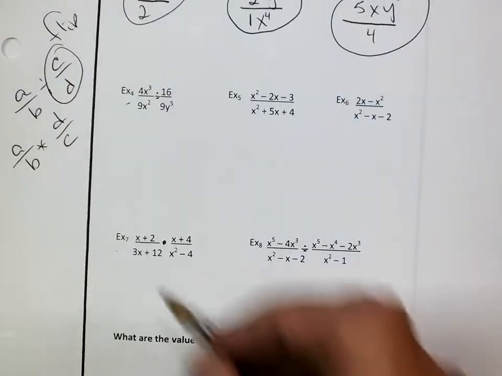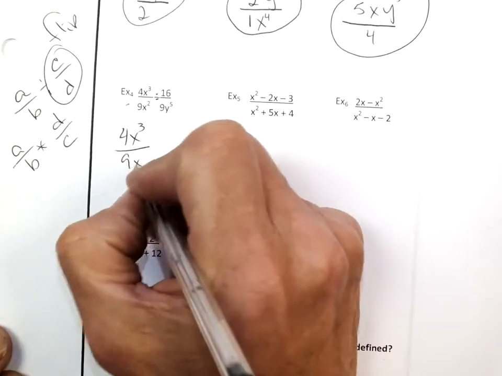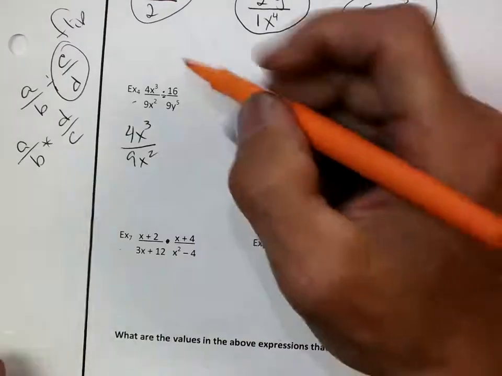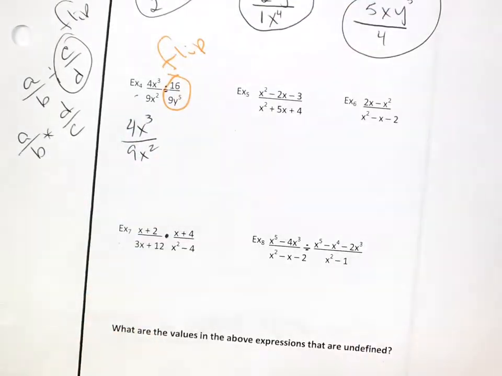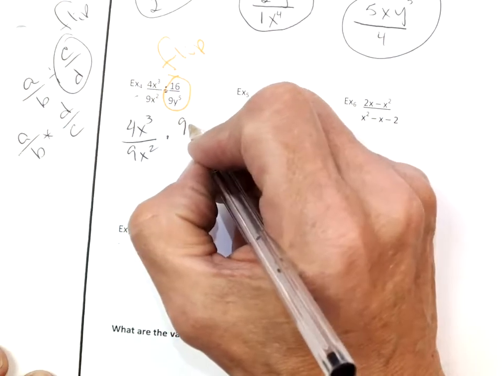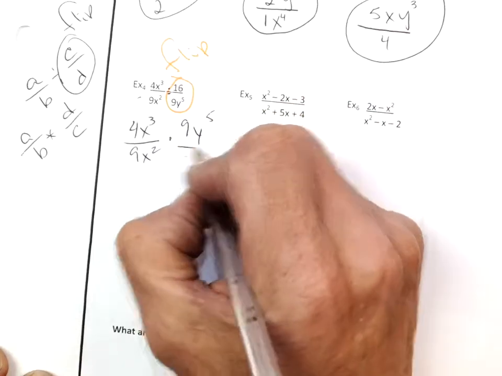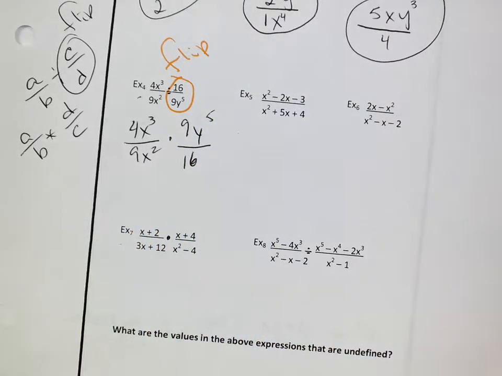This is going to be 4x cubed over 9x squared. But we only flip the second one. So I'm going to flip this one, okay? So I flip it and I make it times 9y to the 5th over 16. Okay? So I've done the first step. I flipped it. I just always flip the second one, not the first one. Which one do you flip again? Second one. Always flip the second one.